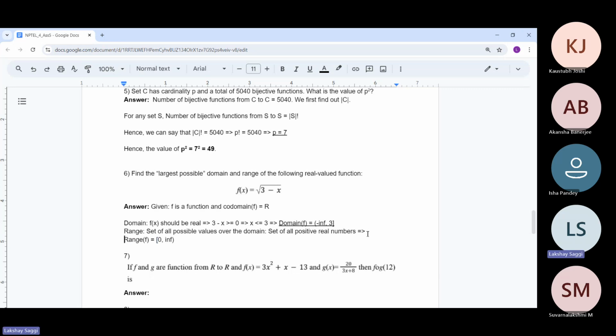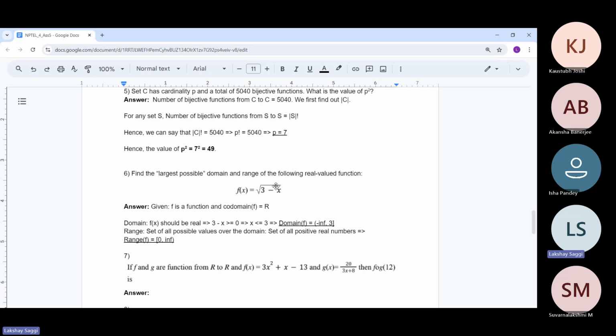Does this make sense, guys? The main thing I want to point out here is that the square root of a number is always positive. The root function always returns a positive value. So if someone asks you what's the value of root 4, you don't say plus minus 2, you only say plus 2. So here the range cannot contain any negative values, and all positive values can be made using this function.